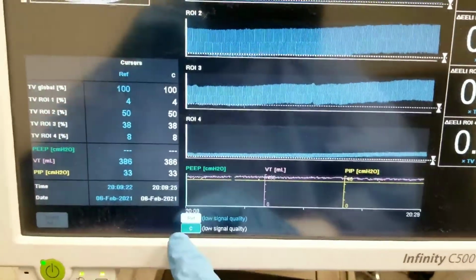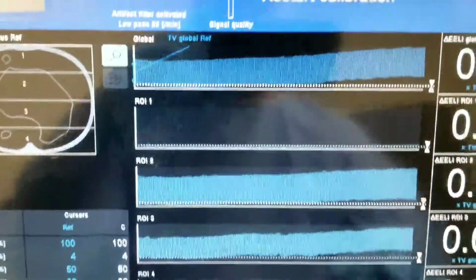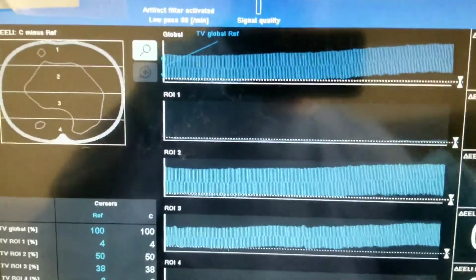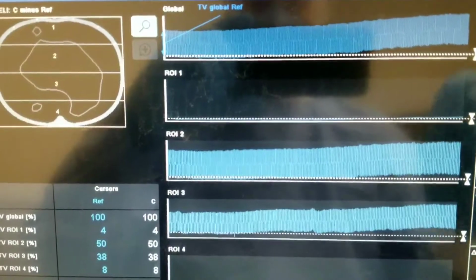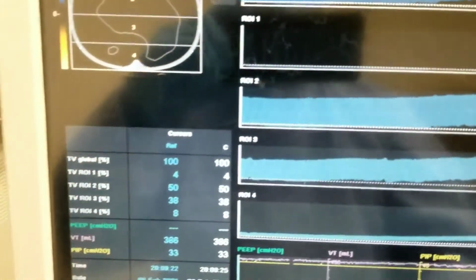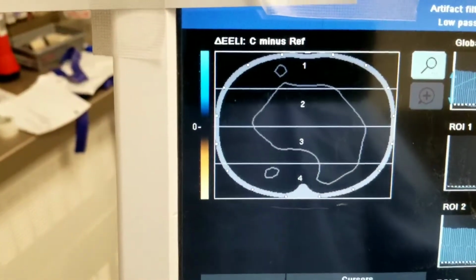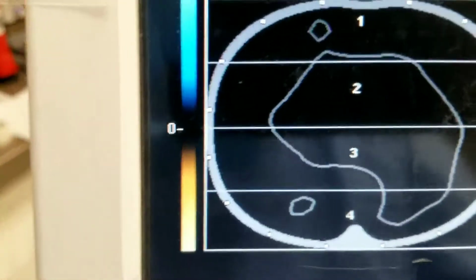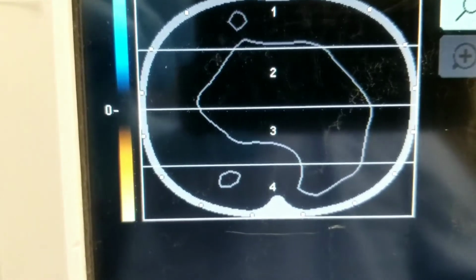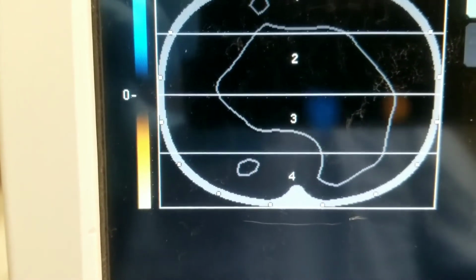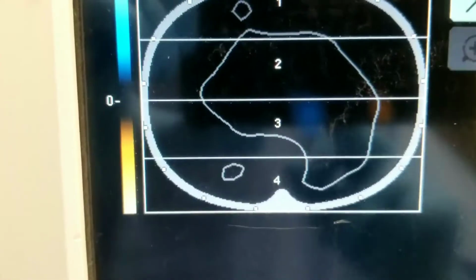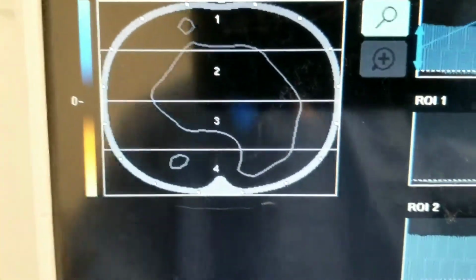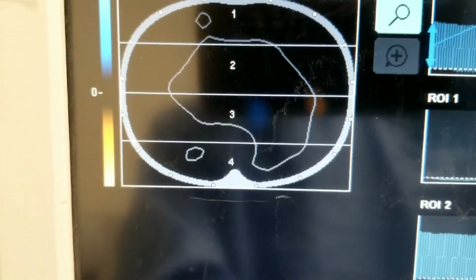So again, reference, control, we are looking at the end expiratory lung impedance, which equals end expiratory lung volume in a way. So we reduced it. Now watch what happens when we reduce the Phigh by 2, okay? I'll get close because there are subtle changes. Okay, all of a sudden, blue means that there is an increase of distribution to that level.